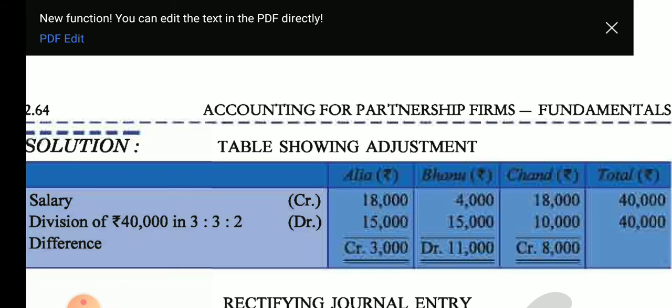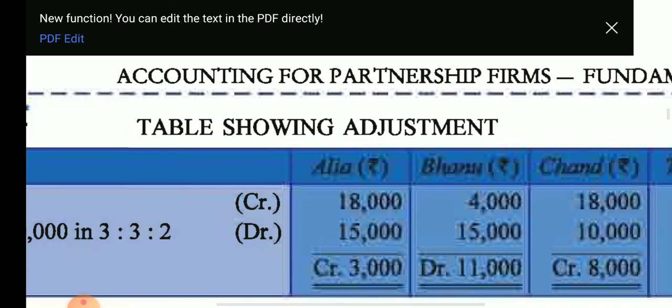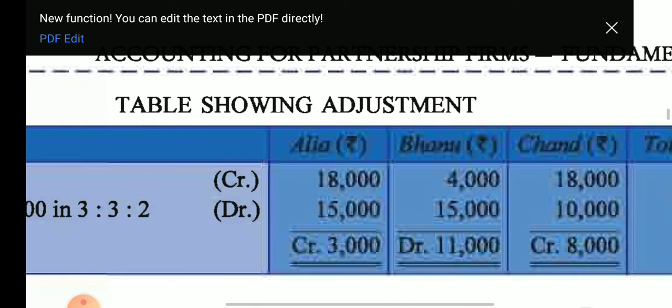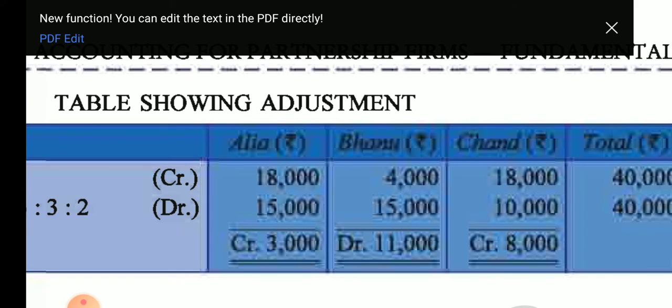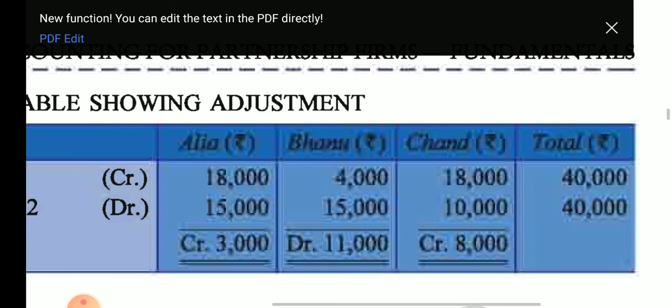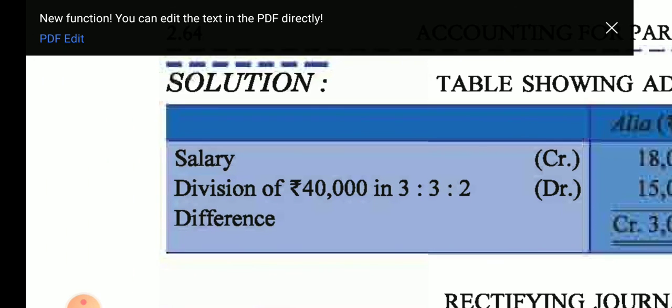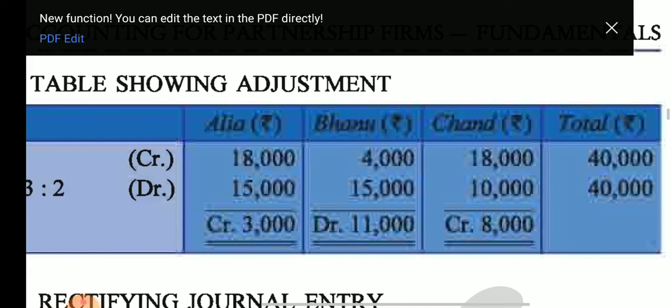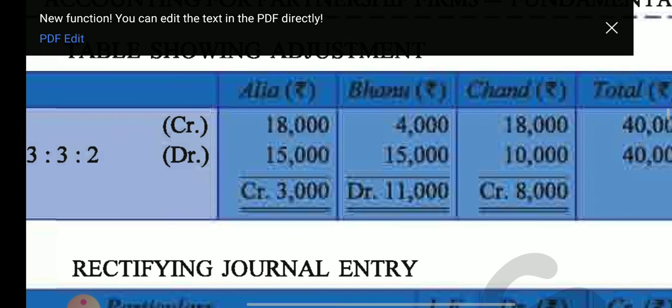So first we give the salary. Make the same table again: three partners, so three columns and one for total. Salary credit: 1,500 monthly multiplied by 12 is 18,000 for Alia and Chand, and 4,000 monthly, 48,000, for Bhanu. Total amount is 40,000 as given. Take this amount and divide it in the profit sharing ratio 3:3:2: 15,000, 15,000 and 10,000. Then take the difference. Bhanu's amount is coming in minus, so debit, and Alia and Chand are credit.